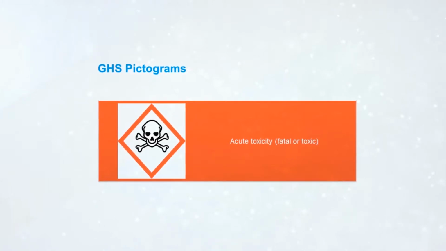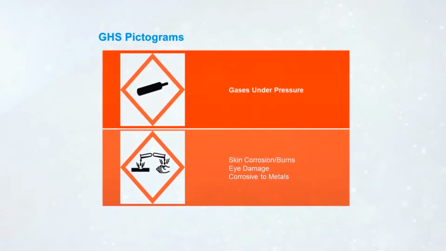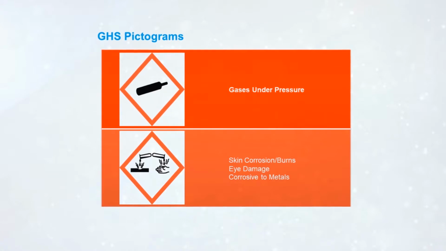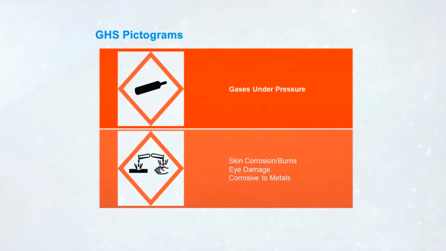Now these are all the pictograms that should come up with a proper safety data sheet, and it should be clearly on the chemical label as well. Now there are a few other chemical pictograms.